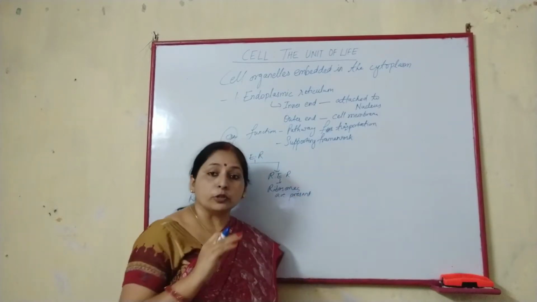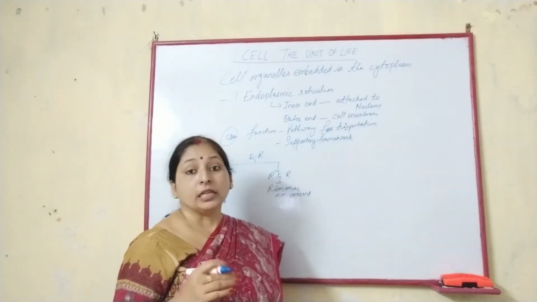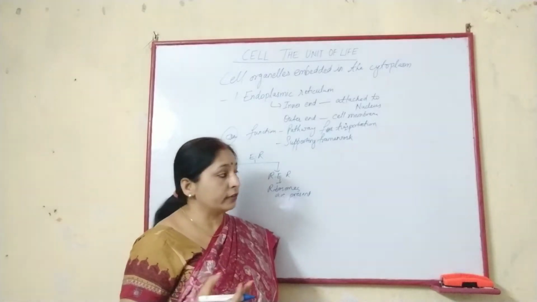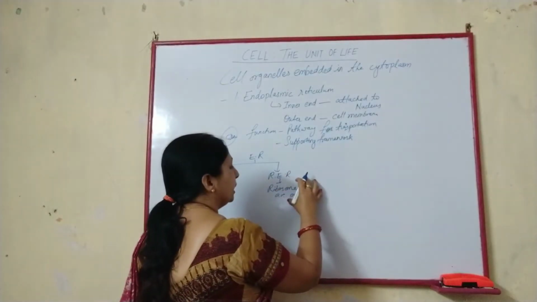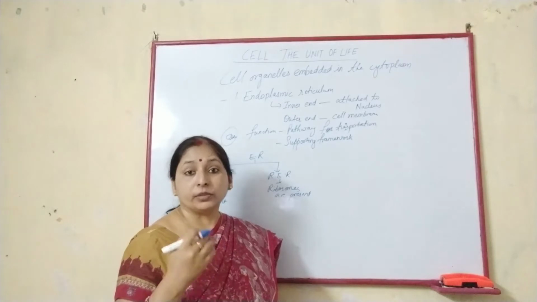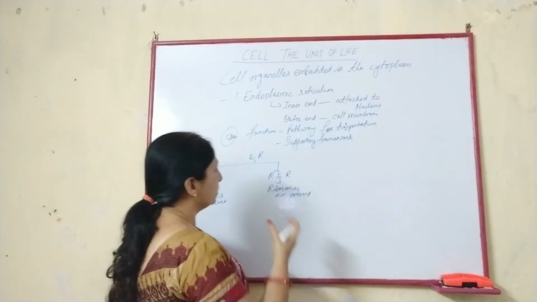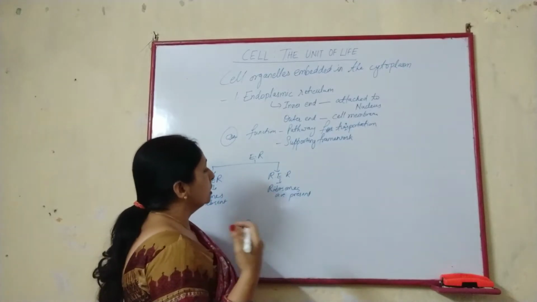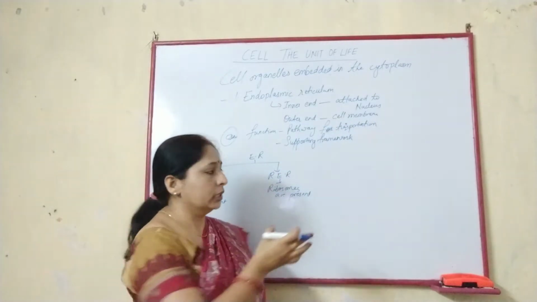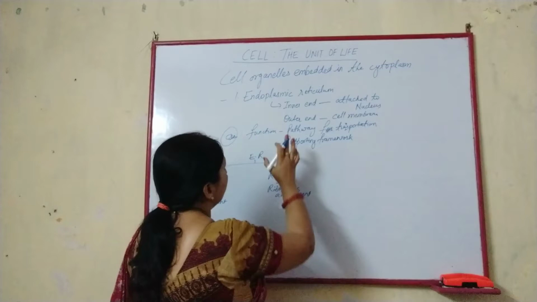Ribosomes are responsible for the synthesis of protein. They are the protein factories. When they are attached to the endoplasmic reticulum, they give a rough or coarse appearance to the network. And since the appearance is rough, the term is rough endoplasmic reticulum.